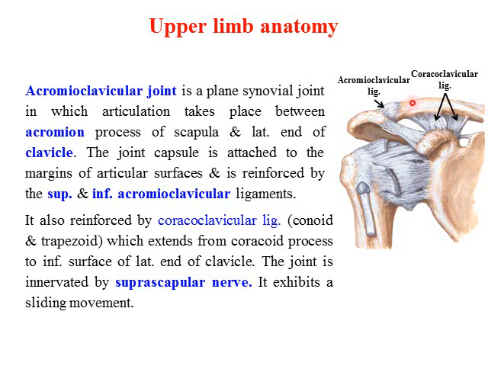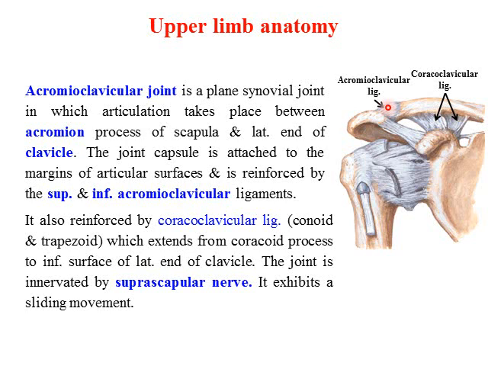In the same way to the sternoclavicular joint, the joint cavity is surrounded by a fibrous tissue which is called the capsule of the joint, and it is attached to the margins of the articular surfaces. Now the joint capsule is reinforced superiorly and inferiorly by the superior and inferior acromioclavicular ligaments.